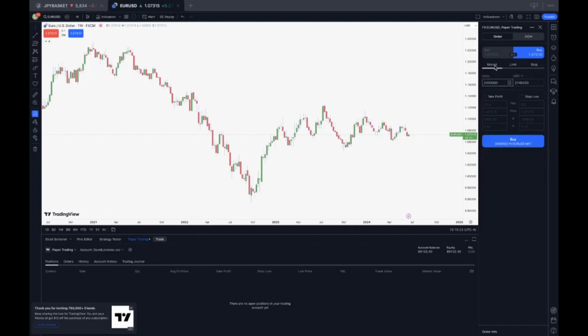And also if you want to just trade with the market, just place the stop loss and where to take the profit. If you don't mind the current price, you can do it in terms of pips and so on.